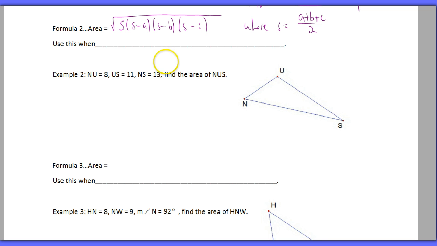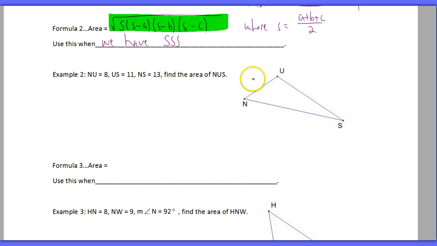In this one, this formula will give us the area of a triangle, and we're going to use this when we have all 3 sides of the triangle, or when we have SSS. This is another tool for us to use, another way that we can find the area when we don't know the base and we don't know the perpendicular height. So let's go into an example of this.